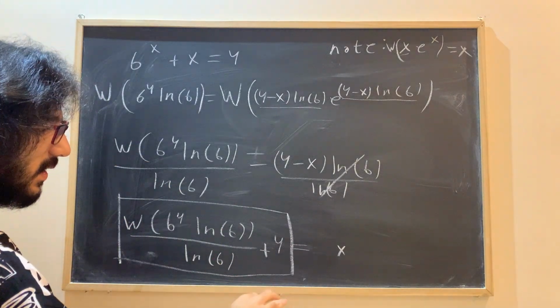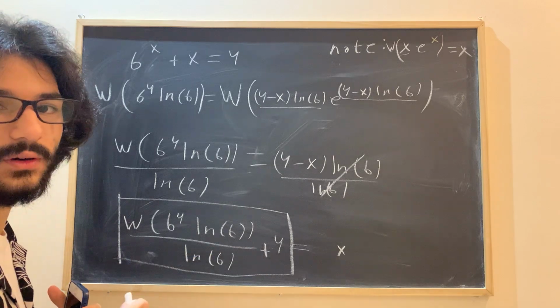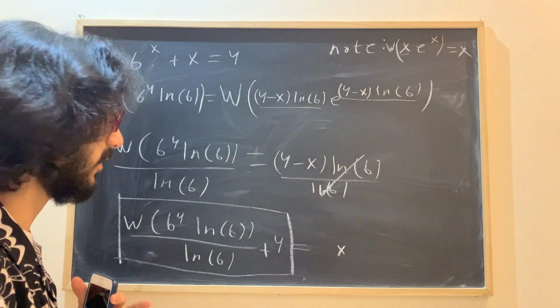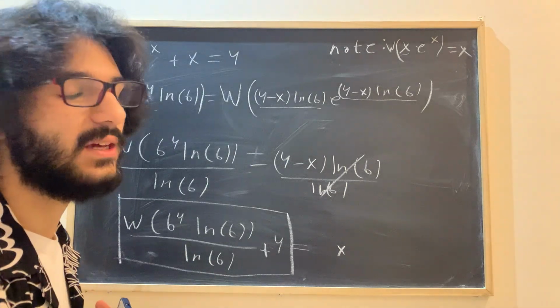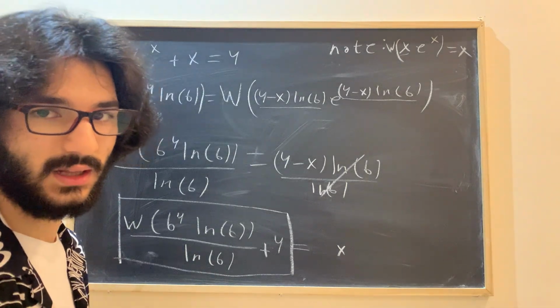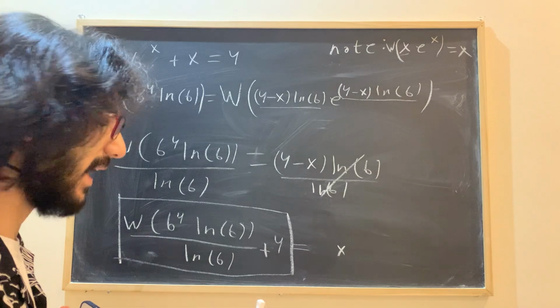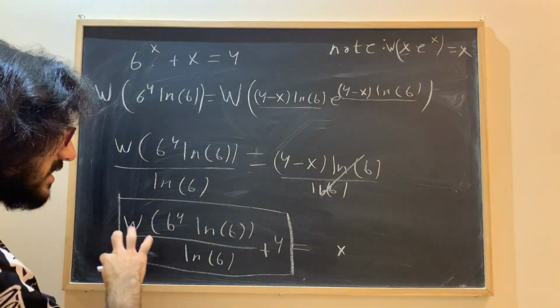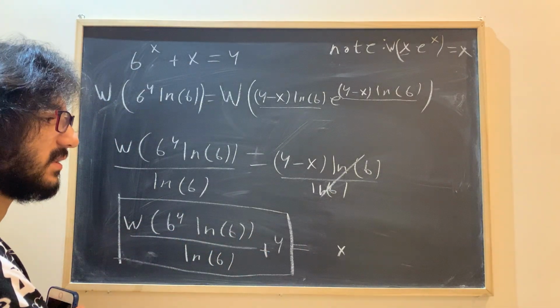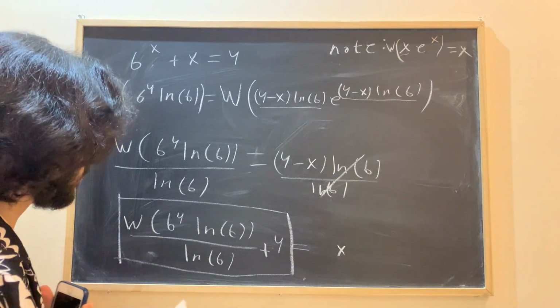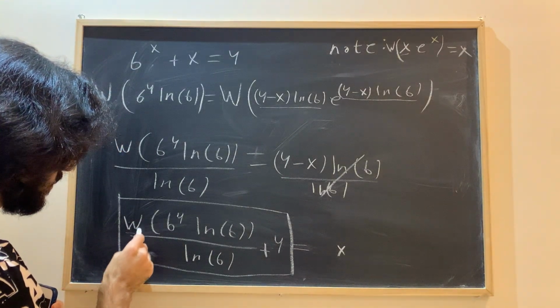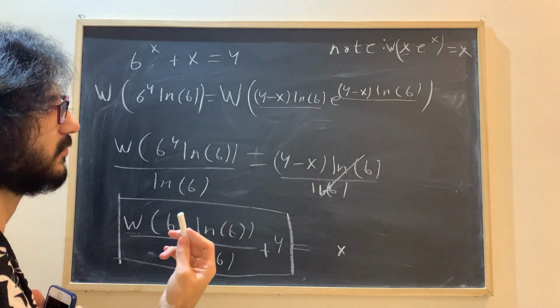If you put this in a calculator, or as I said, Wolfram Alpha, you're going to get something like 3.65, something along the lines of a decimal number. But in the end, this is in fact a constant, which is the cool part about it. It just uses this very interesting function called the Lambert W function.